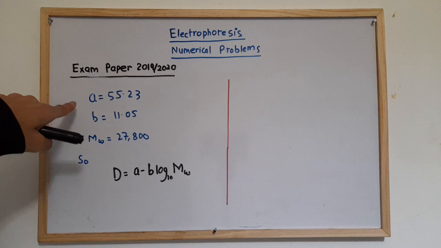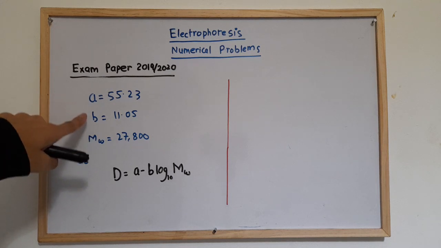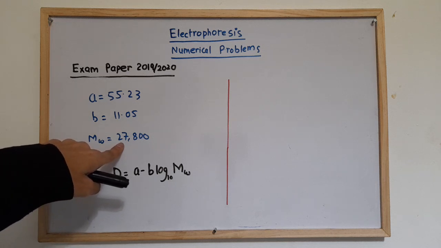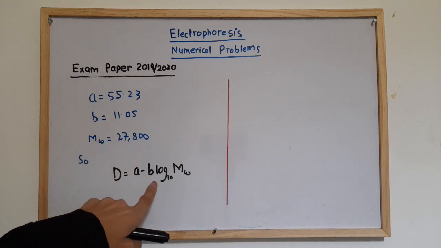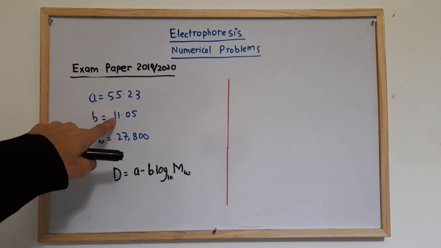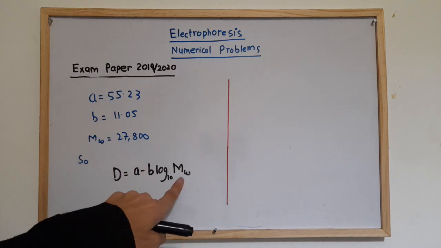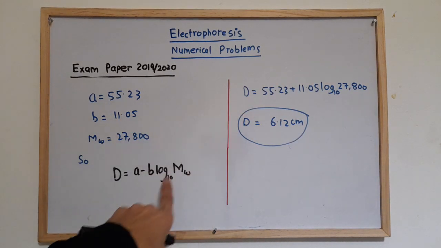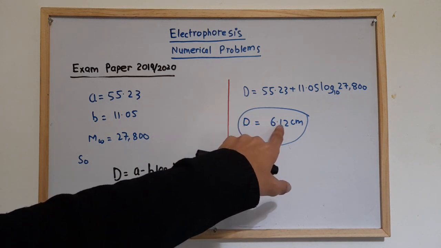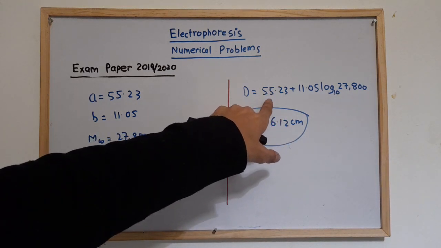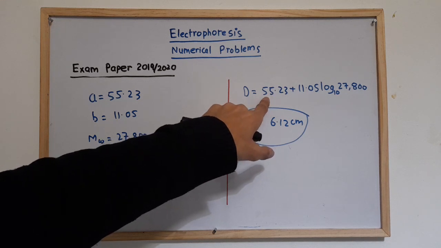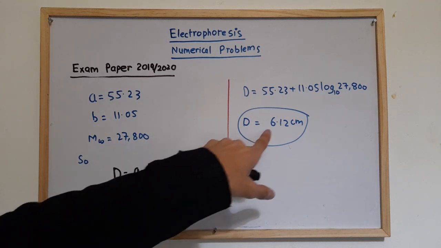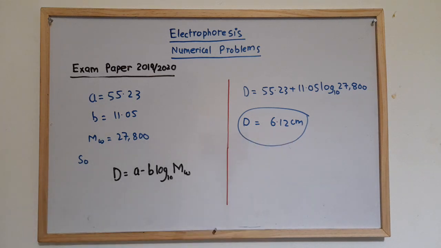So for α-chymotrypsinogen, A is 55.23, B is 11.05, and the molecular weight given in the question is 27,800, and we got this relationship. Now we just need to place these values of A, B, and the molecular weight into this equation. When we place these values, it becomes 6.12 centimeters. You can do this in just one calculation using the calculator. So the distance traveled by α-chymotrypsinogen is 6.12 centimeters in the same gel.